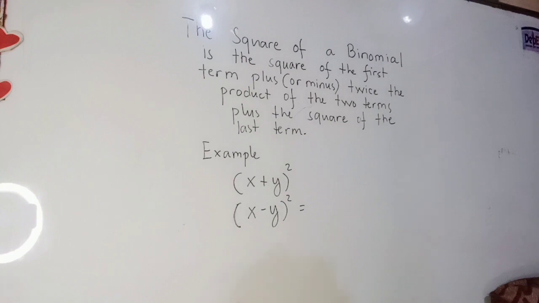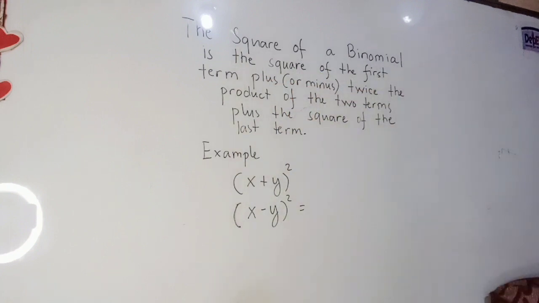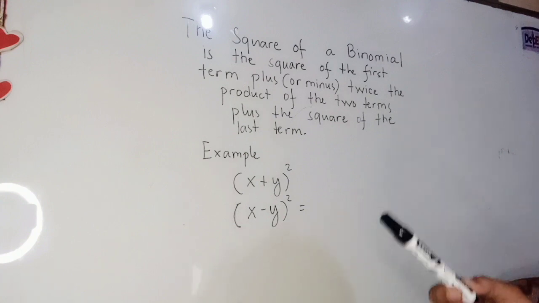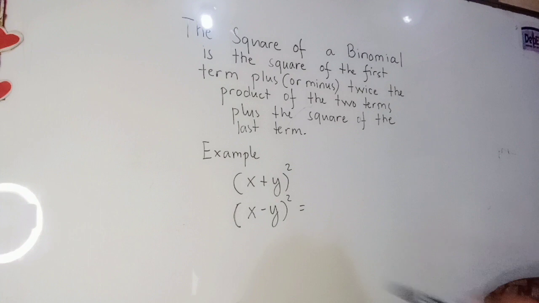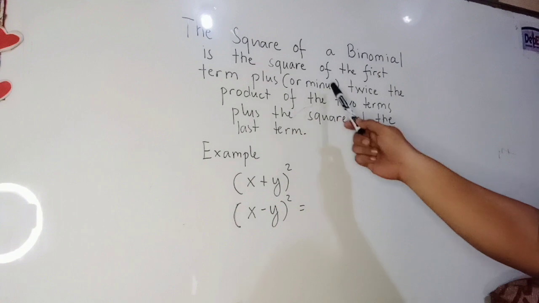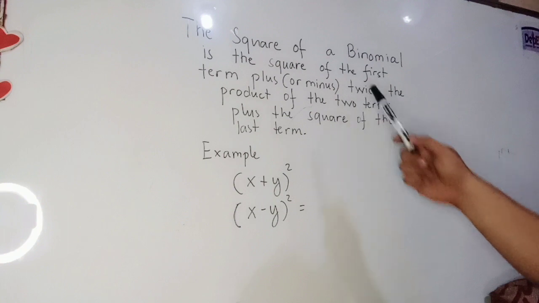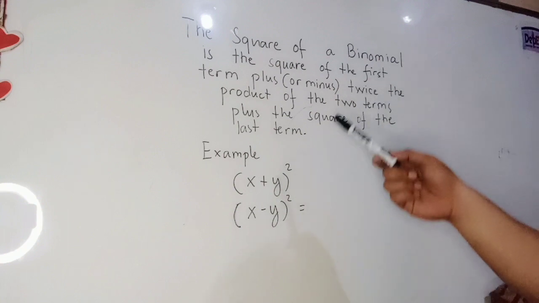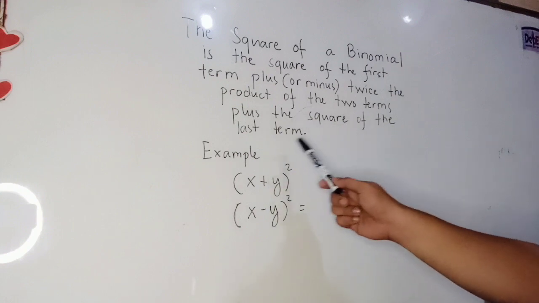And for our lesson for today, we're going to discuss the square of a binomial. This is actually being discussed in grade 7. If I'm not mistaken, it is also being discussed in grade 8, no? Now, what is a square of a binomial? It is the square of the first term plus or minus twice the product of the two terms. So when we say two terms, you're actually referring to your first term and last term in your binomial, no? Plus the square of the last term.